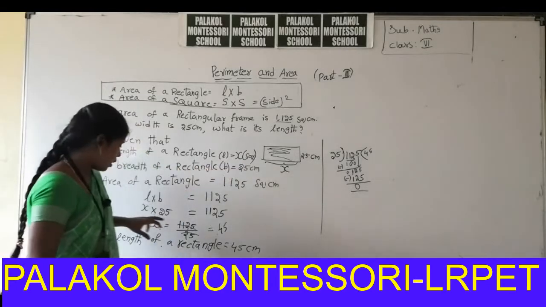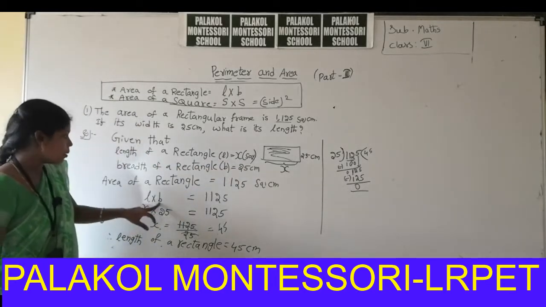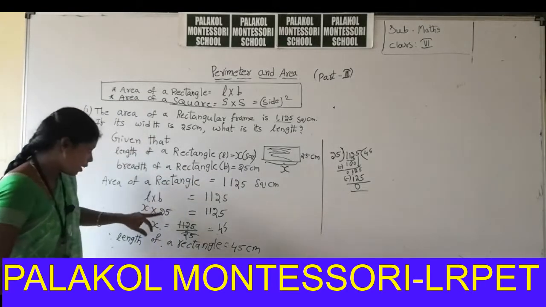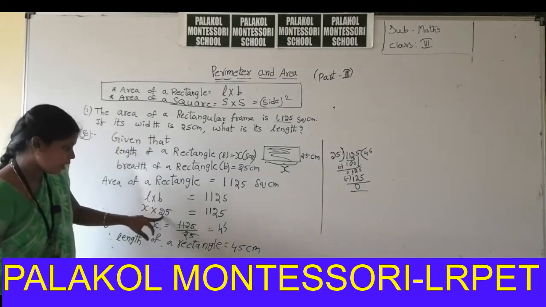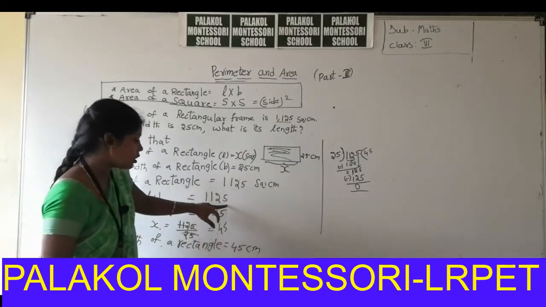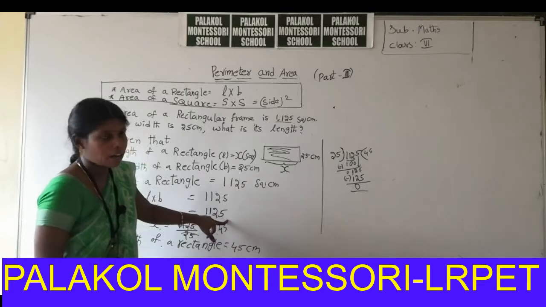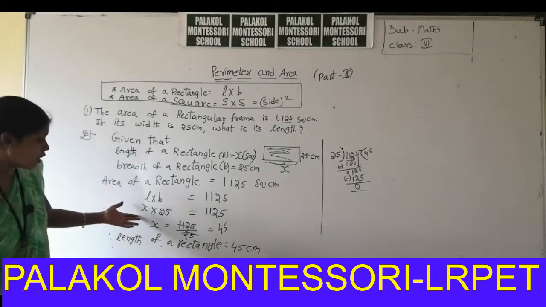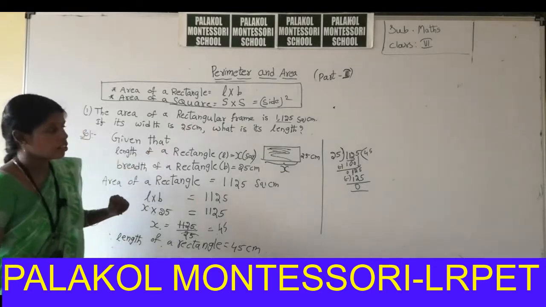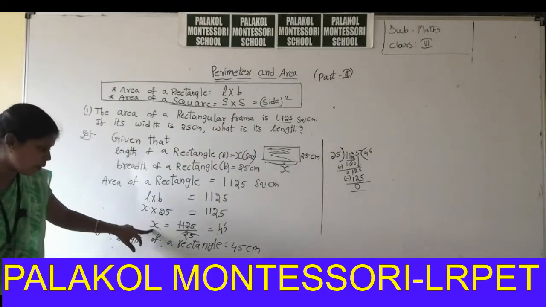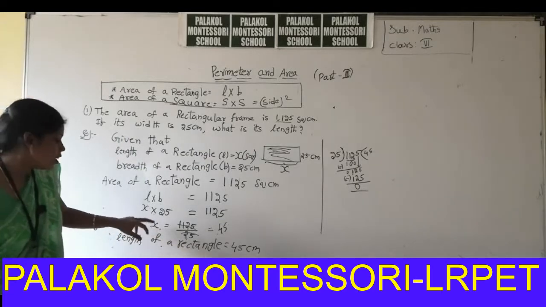So what is the value of length? We can say x. So we can put x into, what is the breadth? Breadth is equal to 25. So we can write the place of breadth as 25. So x into 25 is equal to 1125. Next, in this, first we can find the value of the length. So the question is we can find the length of the rectangle. That is nothing but we can find the value of x.